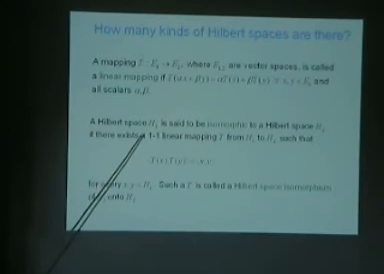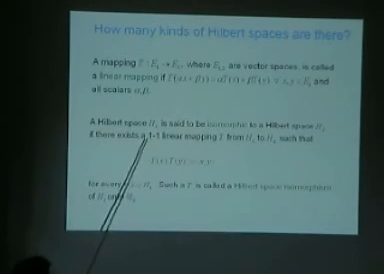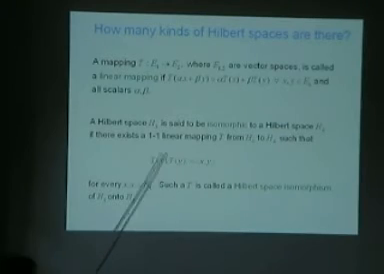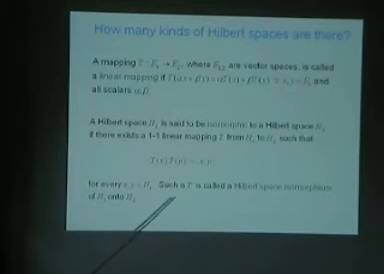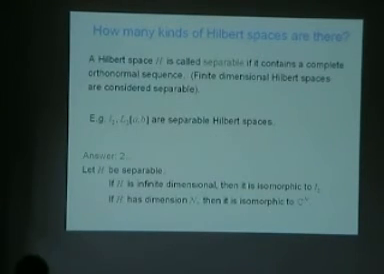So we say two Hilbert spaces are isomorphic to each other if there's a one-to-one linear mapping from one to the other, such that the dot product takes exactly the same values when you do this mapping, this magic mapping between the Hilbert spaces. Such a one-to-one linear mapping is called a Hilbert space isomorphism. It means they're essentially the same. They may look different, but they're the same. So now we can answer this question: how many kinds of Hilbert spaces are there?